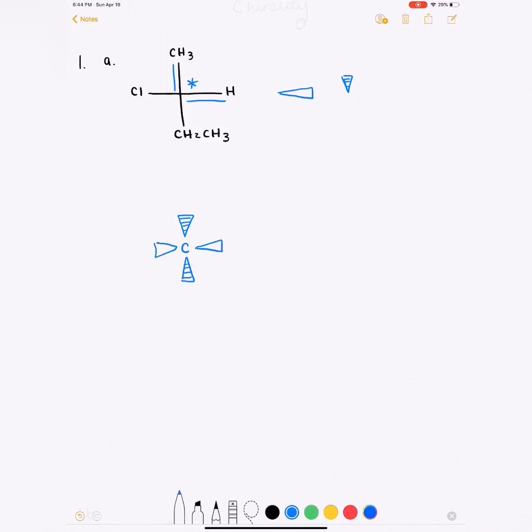On top we have a carbon, on the bottom we have a carbon, on the right we have a hydrogen, and on the left we have a chlorine. So we can begin assigning our priority. Chlorine will have first priority.